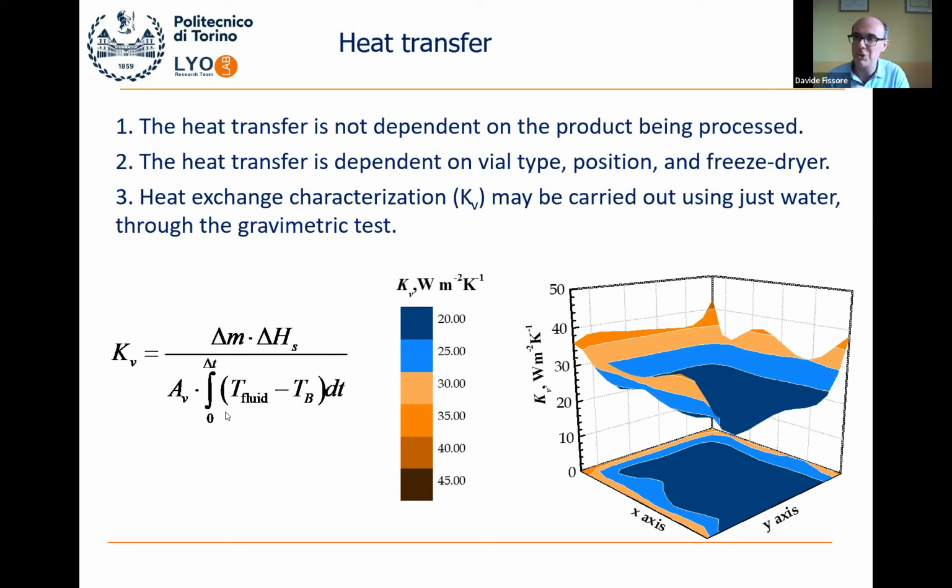So you need to measure not just the weight loss, but also the temperature in some vials. In this way, you get KV, and you get a detailed picture of KV in your batch, like the one shown in the right-hand side of this slide, with a higher value of KV at the edges of the shelf and a lower value in the central part. What about MicroFD? This is what you may get in your pilot scale unit or even in an industrial scale unit, running one test with just water. You don't need any active pharmaceutical ingredient to carry out this test.